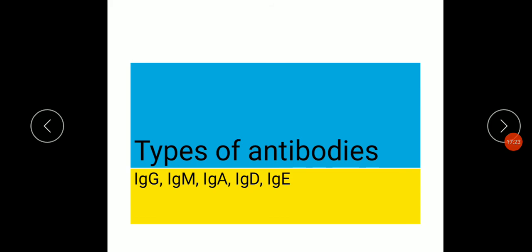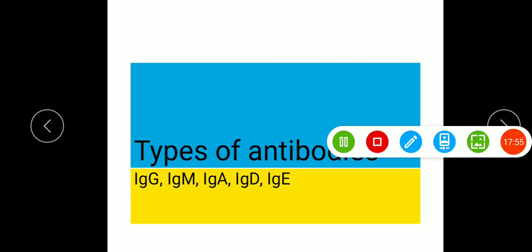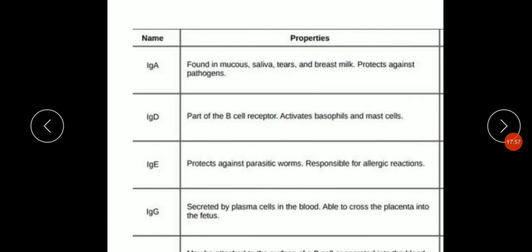So there are these 5 types of antibodies. The type of the heavy chain determines the type of antibody, and on this basis there are 5 types of antibodies. These are IgG, IgM, IgA, IgD and IgE. So different types of heavy chains are there, and on that basis there are different types of antibodies. So let me see further their functions.